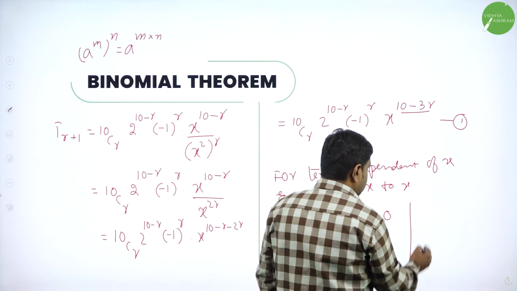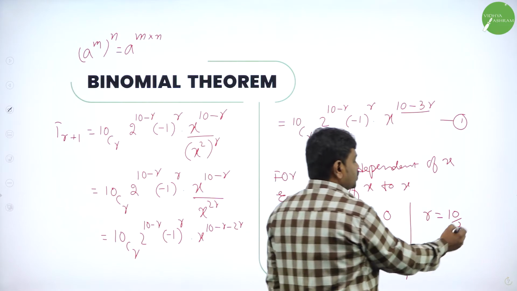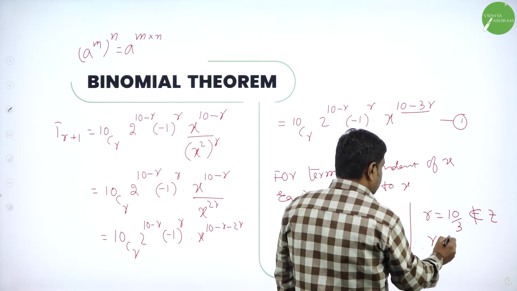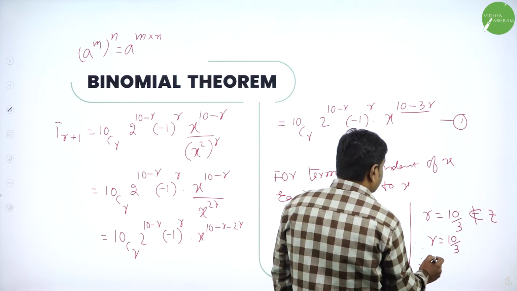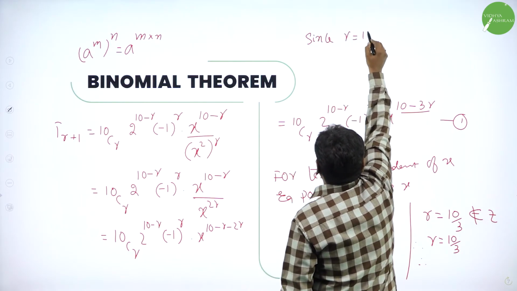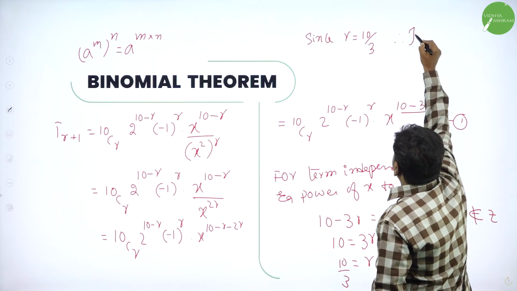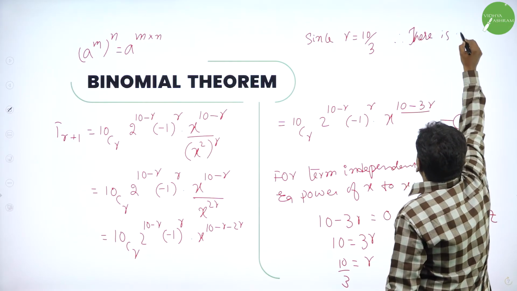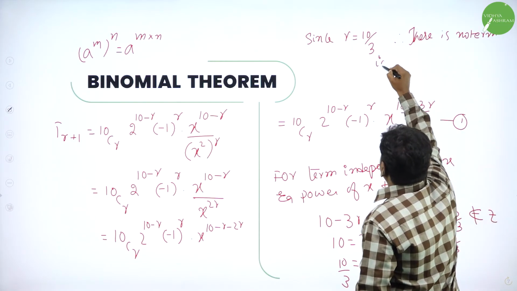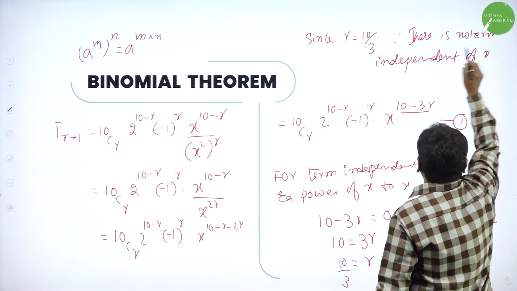The r value is 10 by 3. 10 by 3 is not divisible and it will give a decimal, so it is not an integer. So r is equal to 10 by 3 concludes that there is no term independent of x. Therefore, since the r value is a fraction, that is 10 by 3, the conclusion is what? There is no term independent of x in the expansion.